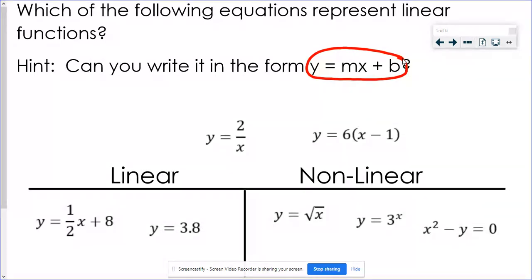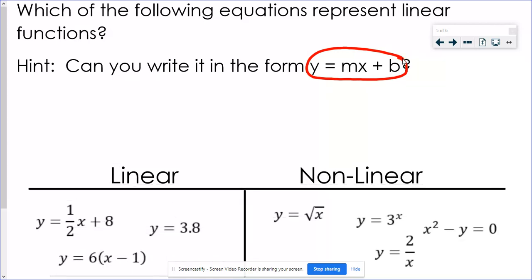In the next one, with the x in the denominator, that's an issue. I can't use it like that because the x has to just be multiplied by whatever the m is. So that one is nonlinear. And for the last one, I know it doesn't look exactly like slope-intercept form, but I think you should recognize that we could distribute that and get y equals 6x minus 6. That absolutely looks like slope-intercept form. So yes, that one is linear, and that would go over here.